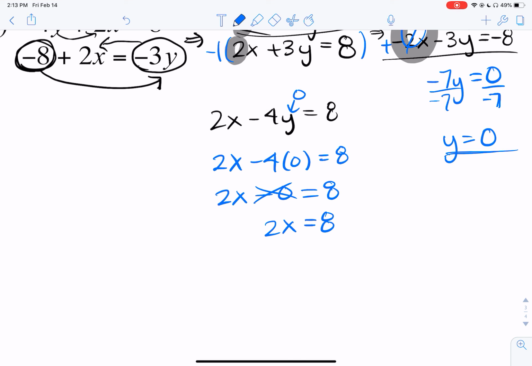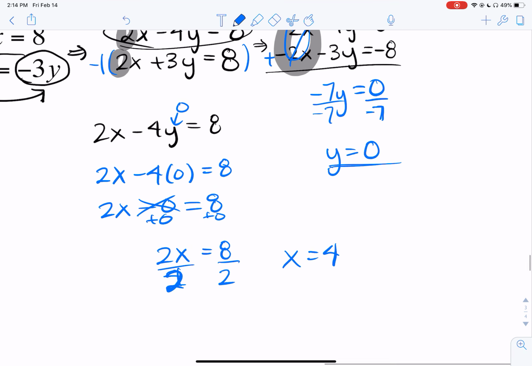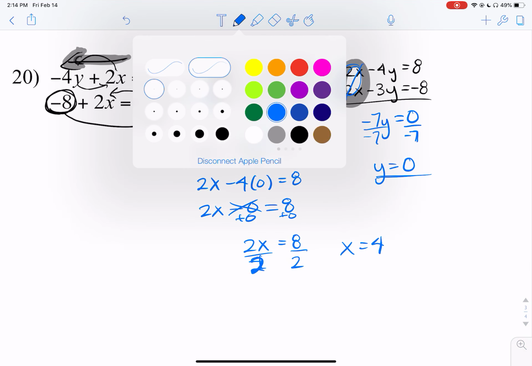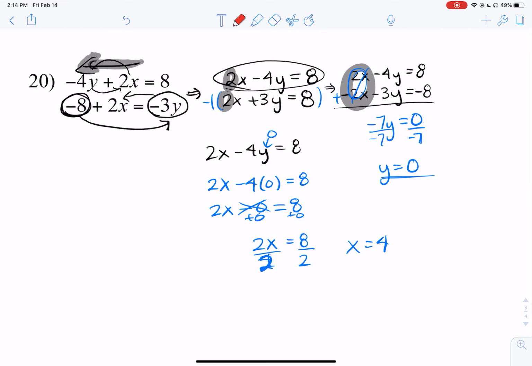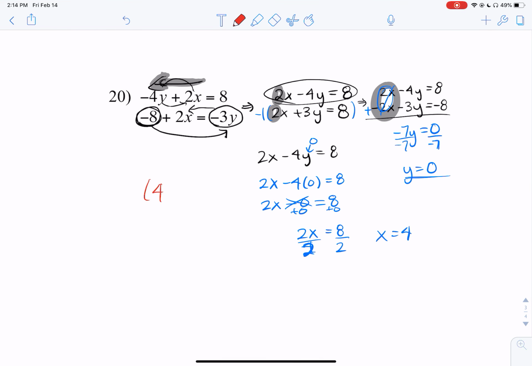Having it equal to 0 is not going to make much of a difference because if I add 0 to both sides, I'm still going to get that 2x is equal to 8. So when we divide by 2, x is equal to 4. So the solution to this system here is going to be (4, 0).